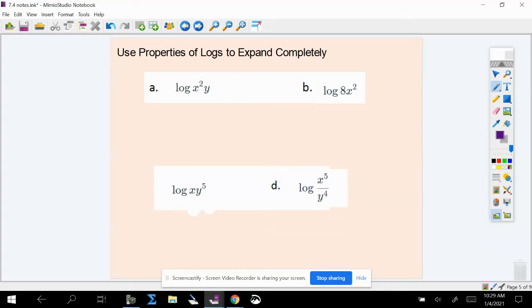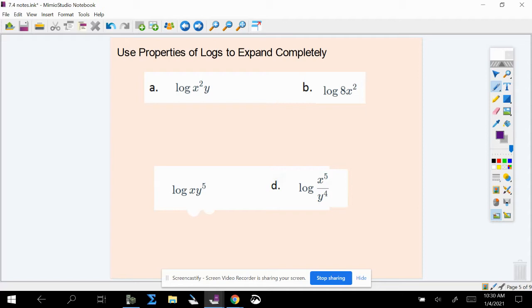The second part of 7.4 is still using those same three properties, so you should have them written down or screenshot somewhere to reference, but this time going the other direction, which is expanding them, taking them from a single log and pulling them apart to get them to be two or more logs. This is actually the technique that's more prevalent in higher level math classes. I feel like condensing happens a very little bit, but expanding, if you do eventually get to a calculus level class, you'll find that you'll be using this skill more than the previous video.